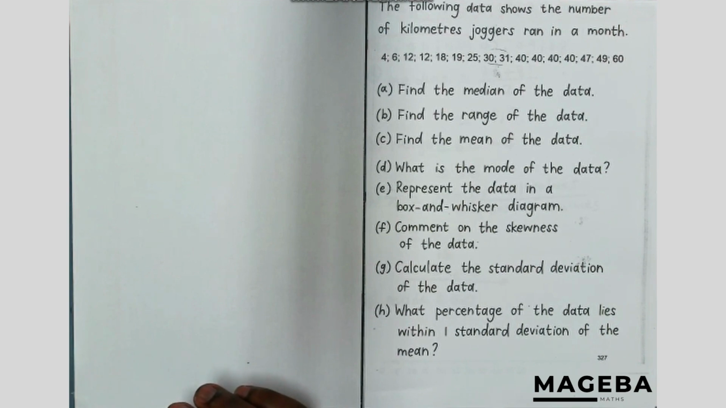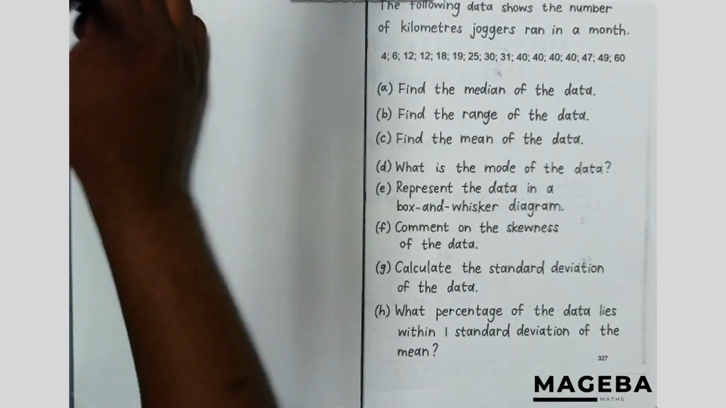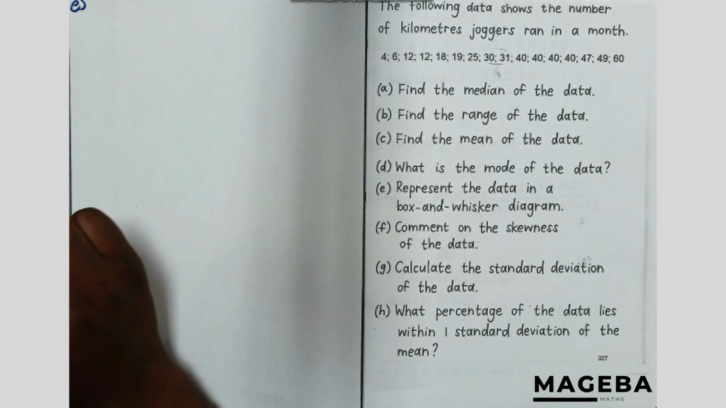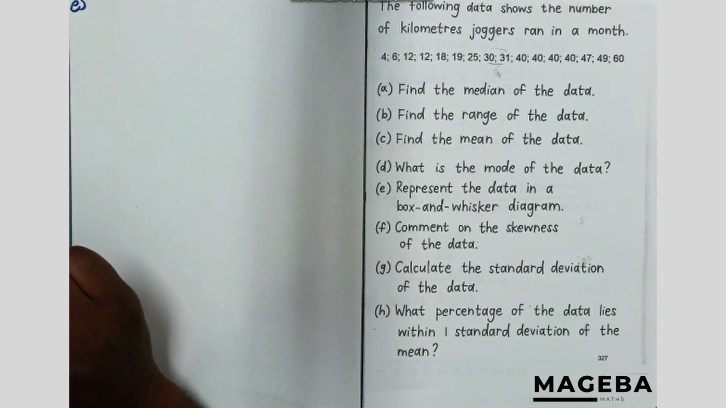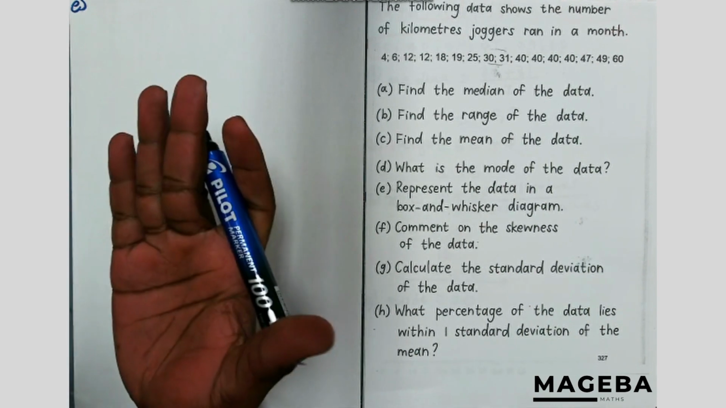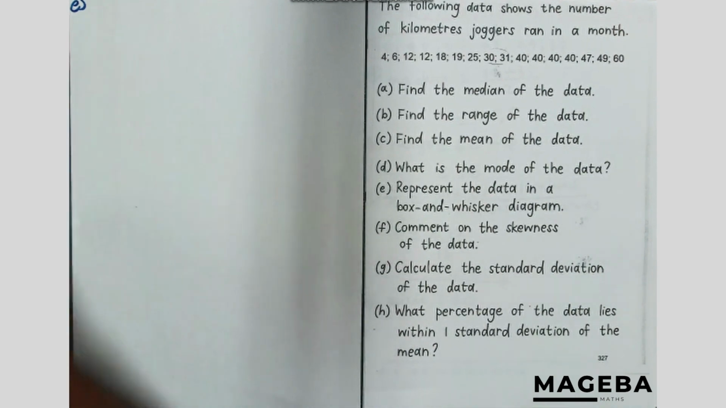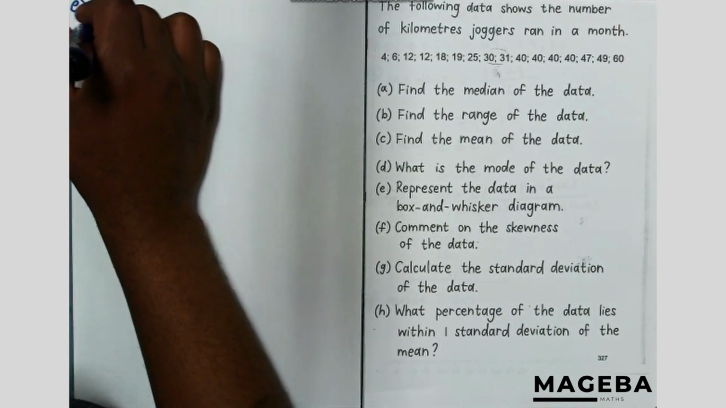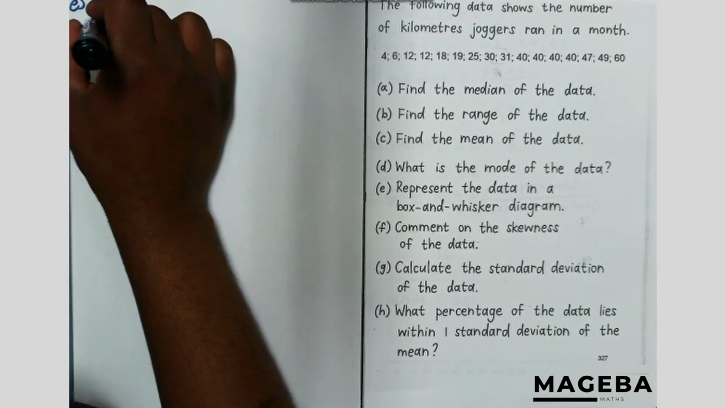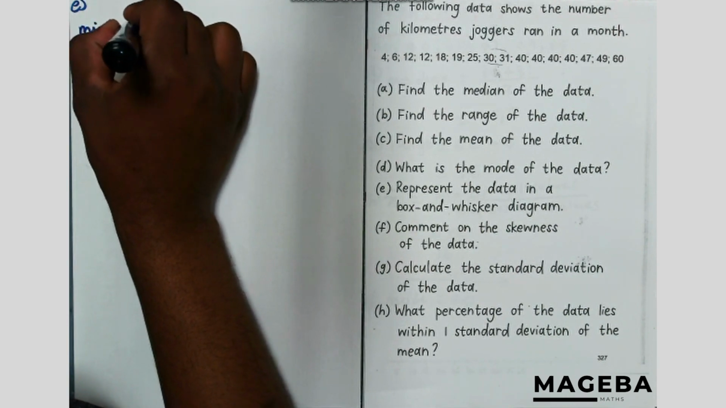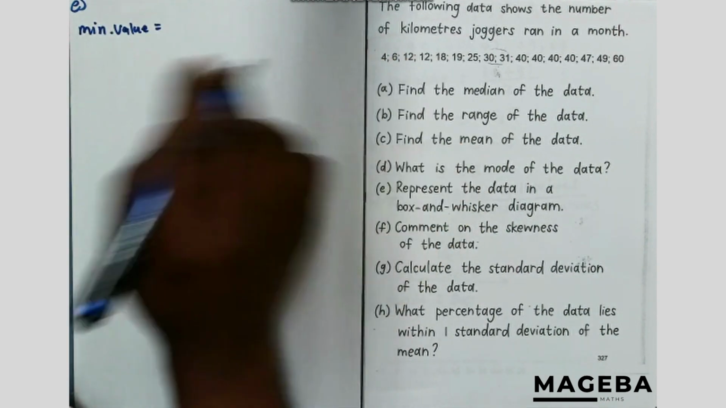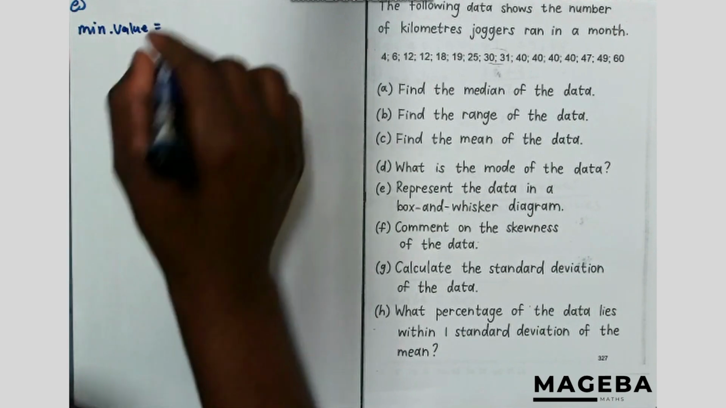Okay guys, now they are saying in number E, represent the data in a box and whisker diagram. Remember, there are things that you need to find first before we draw a box and whisker diagram. There are these 5 number summary that we need to find. The first thing that we need to find is the minimum value, based on the numbers that we have here. Our minimum value is 4.